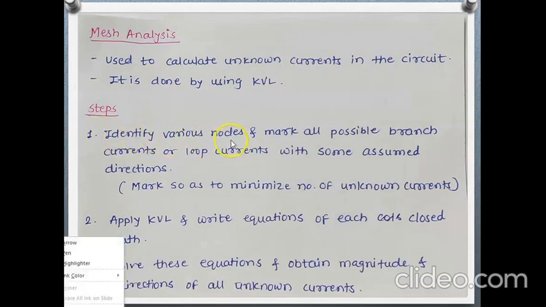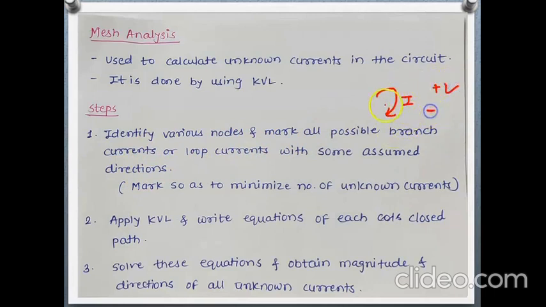What are the steps involved in this? First, we will identify various nodes and mark all the possible branch currents and loop currents with some assumed direction. Generally, we assume clockwise direction in all the numericals. This is our assumption. The direction of current is an assumption. If our answer is positive, then the assumed direction is correct. If the answer is negative, then the assumed direction is wrong and it will be opposite to the assumed one.